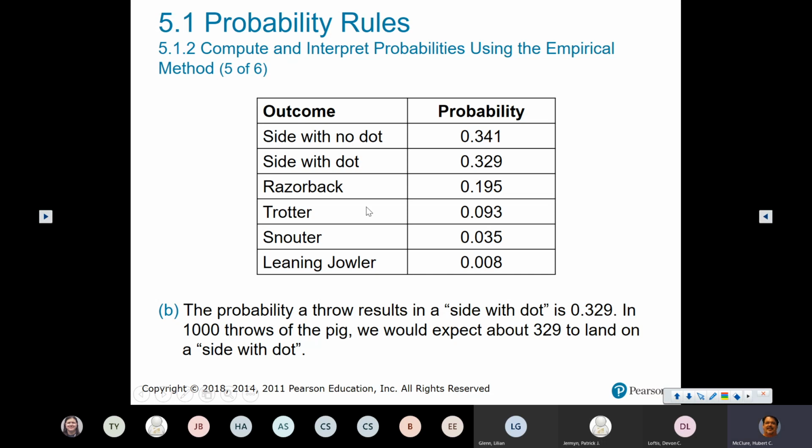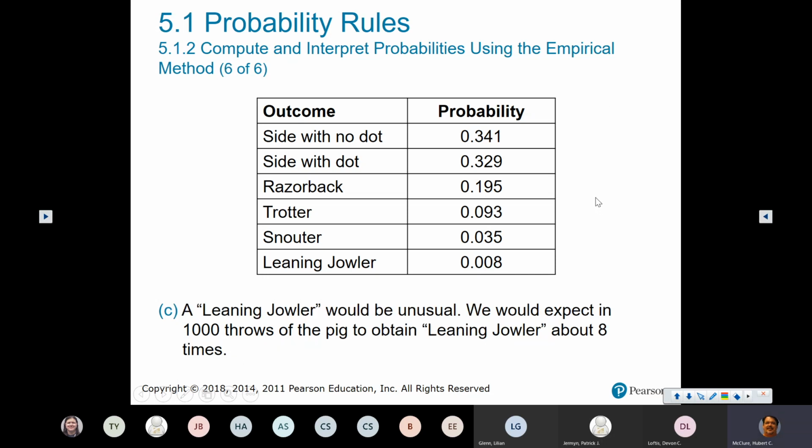This is what you're going to be doing with your project. You're not going to be throwing the pigs. I don't know what the heck that is, but you're going to be using it with shapes and colored candies, cookies, whatever the case may be. Leaning jowler would be 0.008, which is unusual.